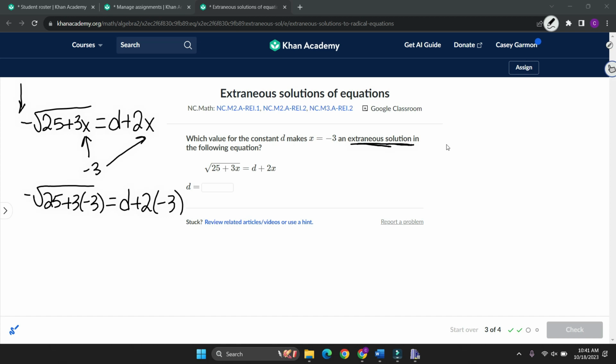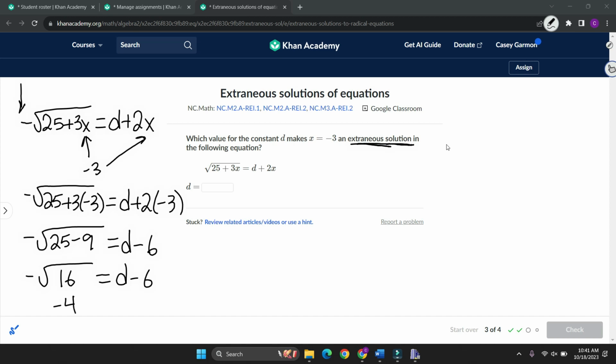On our left side, we have negative square root of 25 minus 9. On the right side, we have d plus 2 times -3. 2 times -3 is -6, so we have d minus 6. Then we can simplify what is under our radical: 25 minus 9 is 16. Now we can evaluate our root. The square root of 16 is 4. So on the left side, I'm going to have -4.